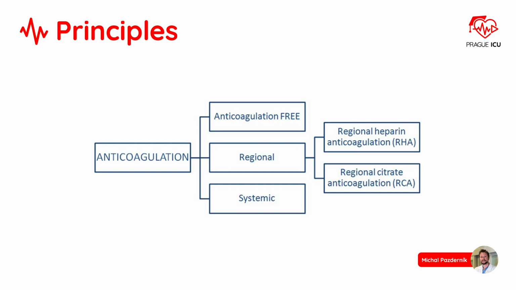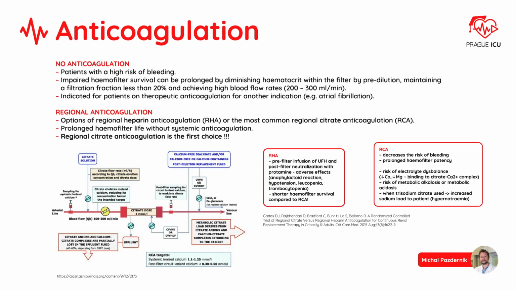How is it with anticoagulation? CRRT can be either anticoagulation-free, regional with heparin anticoagulation or citrate anticoagulation, or systemic. No anticoagulation is indicated in patients with a high risk of bleeding. Impaired hemofilter survival can be prolonged by diminishing hematocrit within the filter by pre-dilution, maintaining a filtration fraction less than 20%, and achieving high blood flow rates.